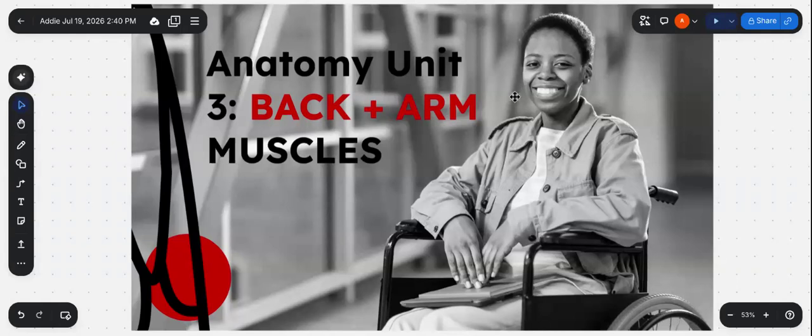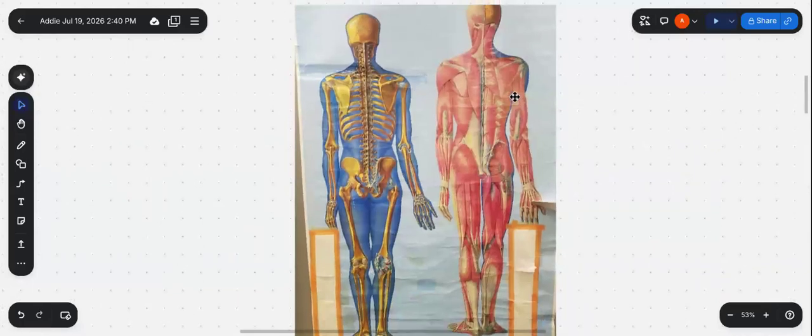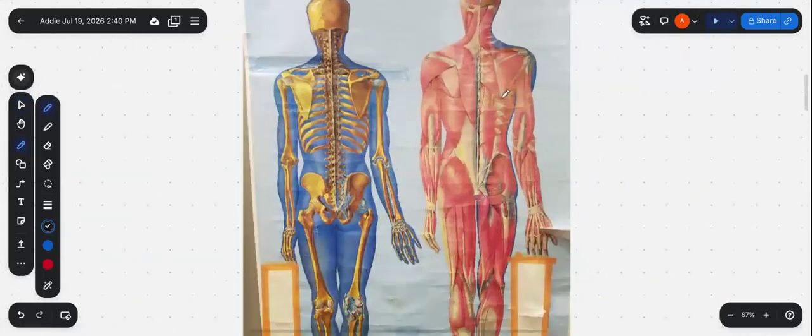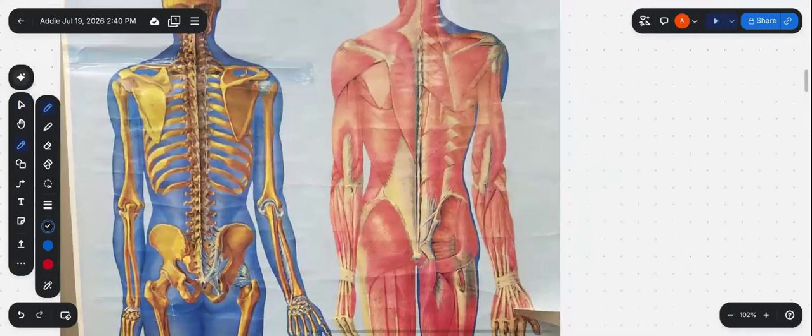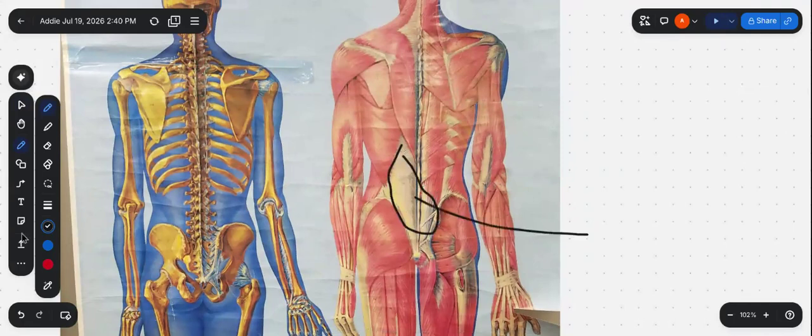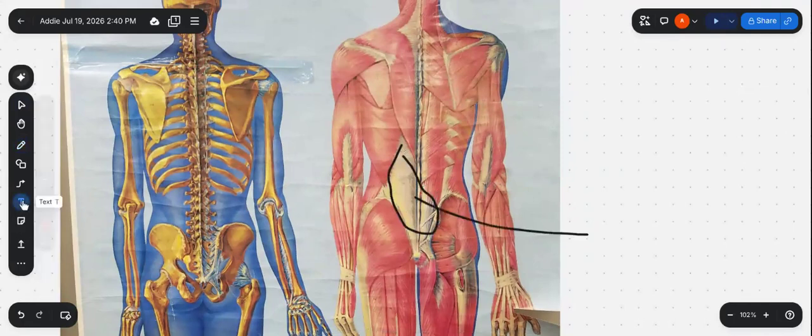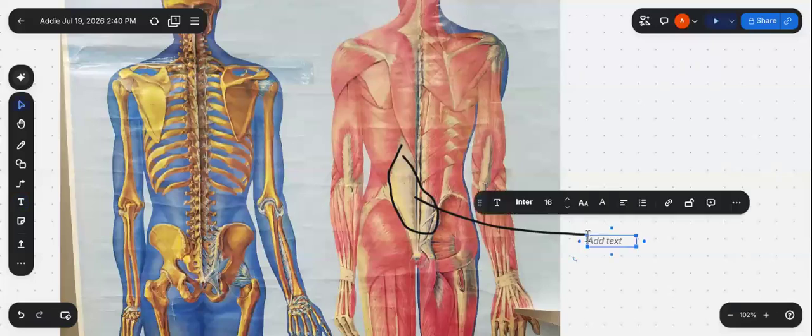And first, we're going to start off by looking at this model of the posterior side of an individual. So we're going to look over here at the muscle side. The first thing that you can see is the lumbodorsal fascia, which is this white region over here. It's basically just your lower back area, lumbodorsal fascia.